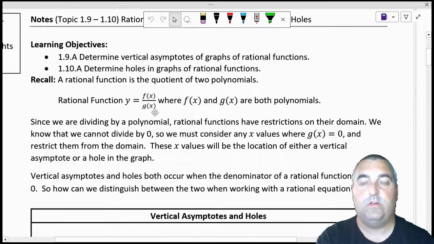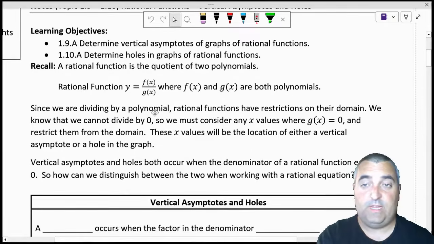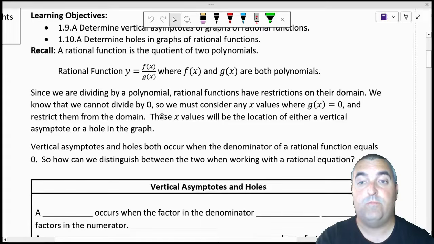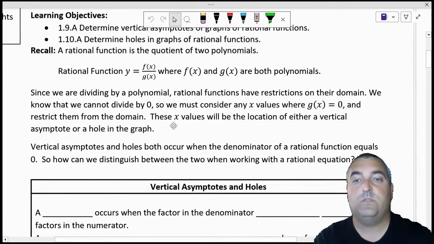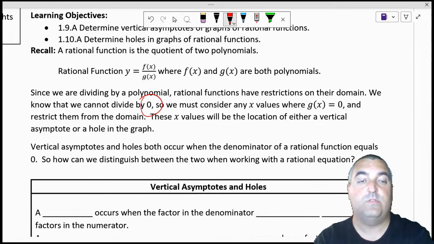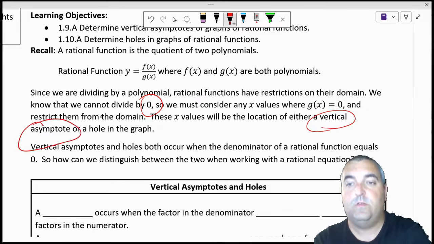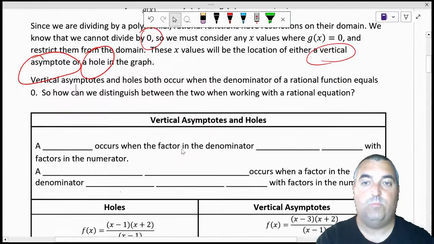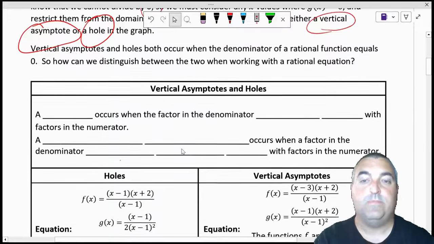So, a little recall here, you can read that yourself. But again, it's just the idea that a rational function is two polynomials divided. But the thing that we're most focusing on is when the denominator is 0. Okay, it's not able to happen. When that happens, graphically, what we get are either vertical asymptotes or holes. Okay, and we'll talk about when do we get each one.